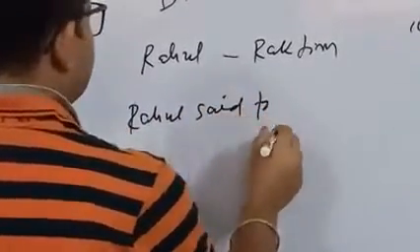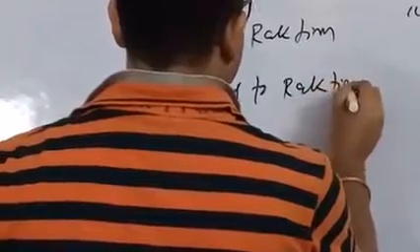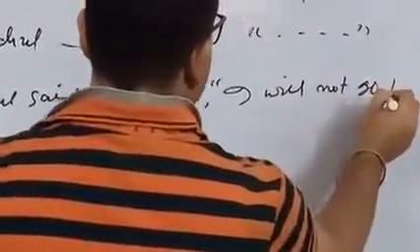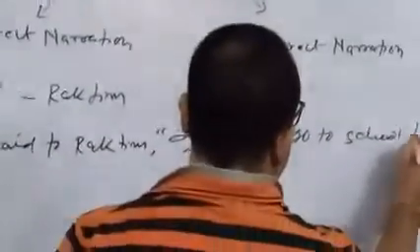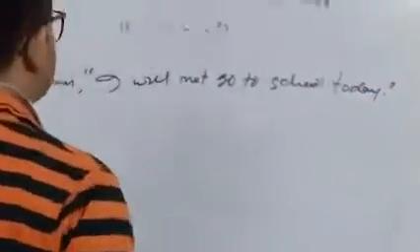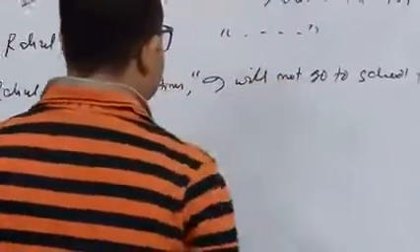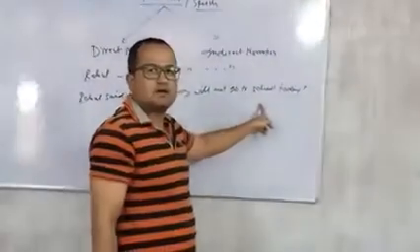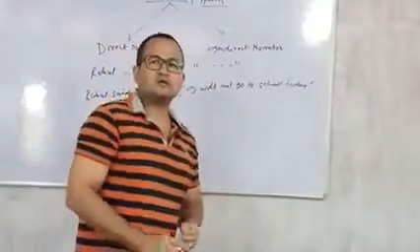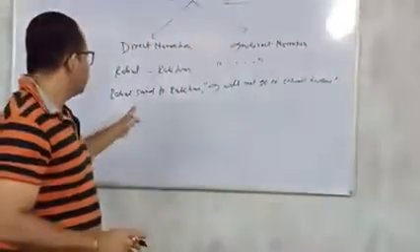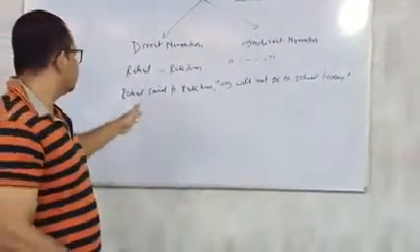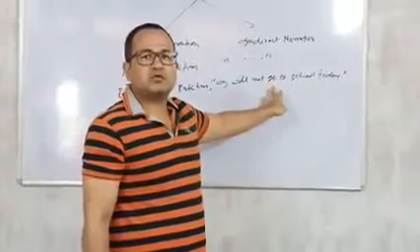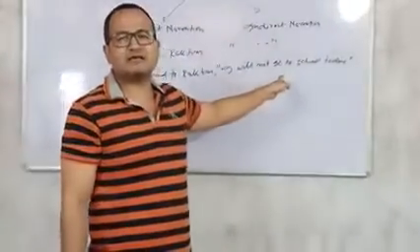Say, Rahul said to Rocky, "I will not go to school today." So this is the statement of Rahul which he conveyed to Rocky. এই কথাটোৱে Rahul এ Rocky ক কৈছে, this is within inverted comma. That মই আজি স্কুললৈ নাযাম. This is what Rahul said to Rocky. And here only two persons are here. One is the speaker, that is Rahul, and another is the listener, that is Rocky. And the statement which Rahul gave to Rocky is in direct narration.